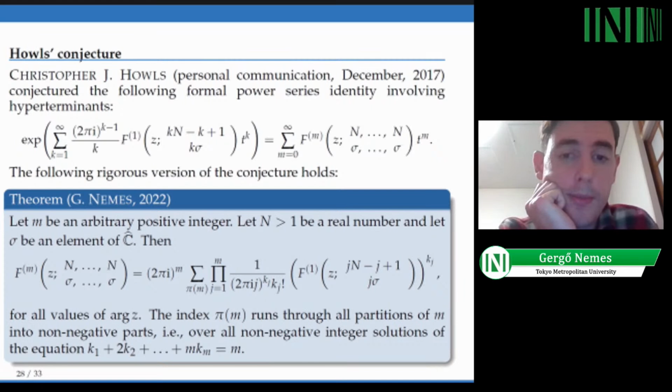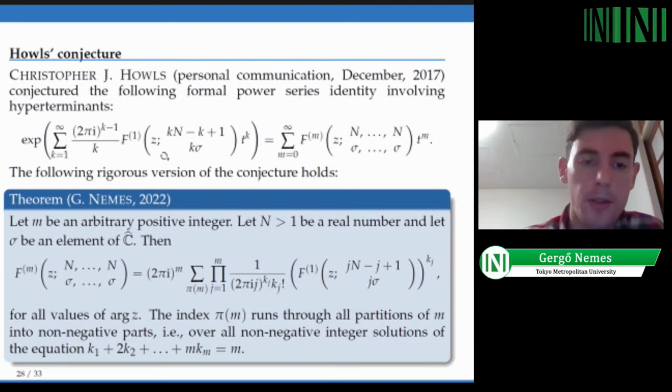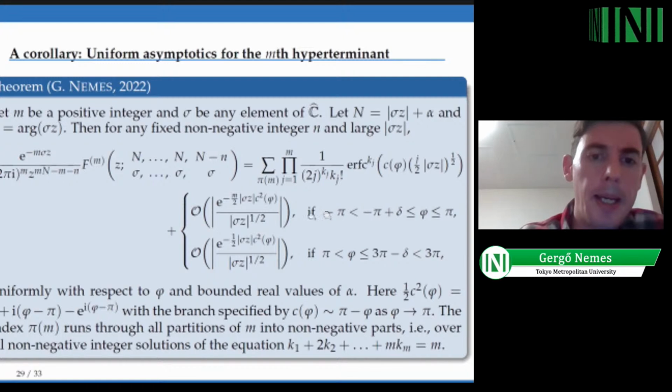And why is this conjecture important? It's because it gave me a way to prove the asymptotics of the required hyperterminants for all m. And this is the asymptotic result.